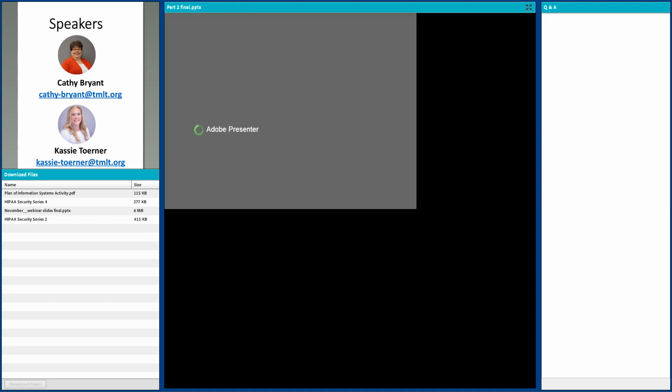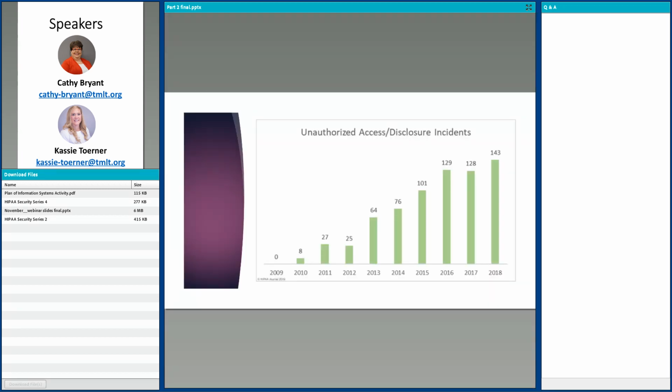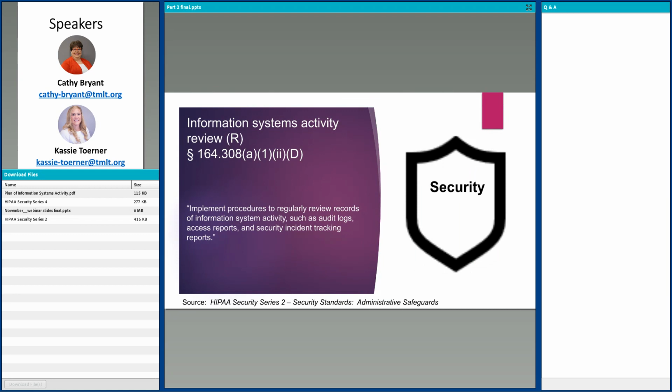So for those of you who answered never or annually, maybe after the presentation today, you'll rethink that decision of how often you're auditing. Because if we look at the large breaches reported to the federal government since 2009, you can see that there has been a steady increase by year of the number of unauthorized access or disclosure incidents. In fact, 2018 was the largest ever. And so you can see that the unauthorized access is a huge problem. And it drives home the importance of monitoring information systems activity.